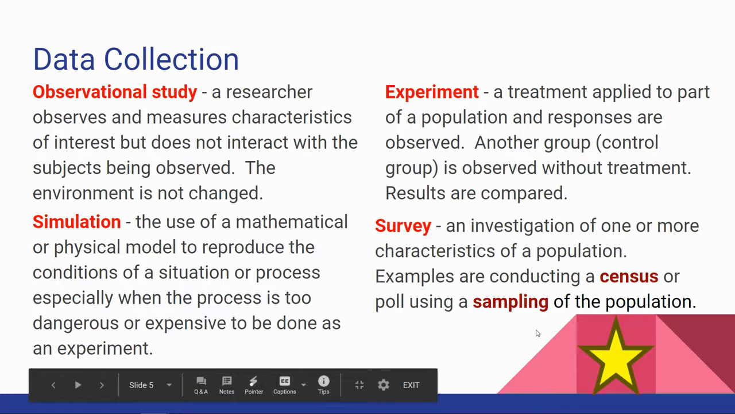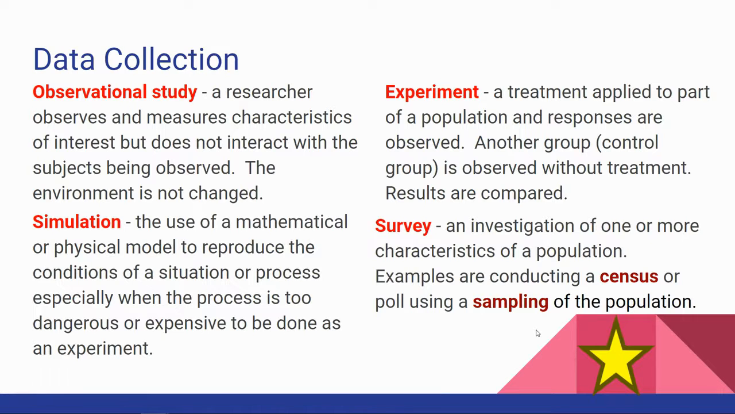The last is a survey. This is an investigation in one or more characteristics of a population. Some examples are conducting a census or a poll using a sampling of the population. Currently, your parents will have had to have filled out a U.S. Census report. Now, under federal law, everybody in the United States is required to fill this out.